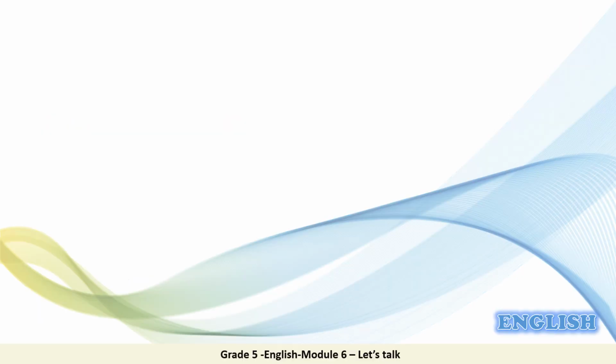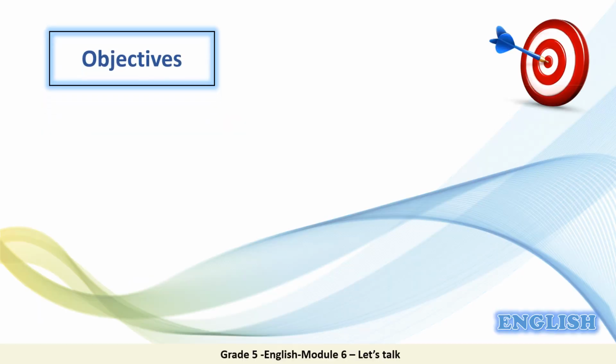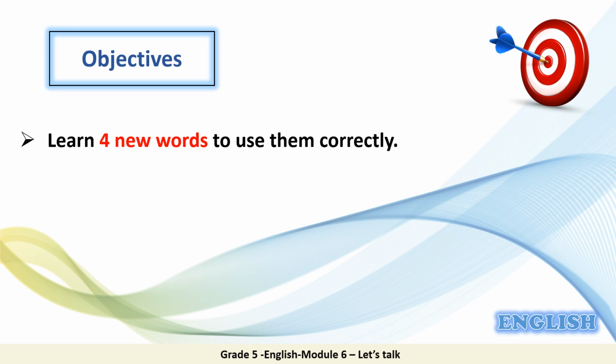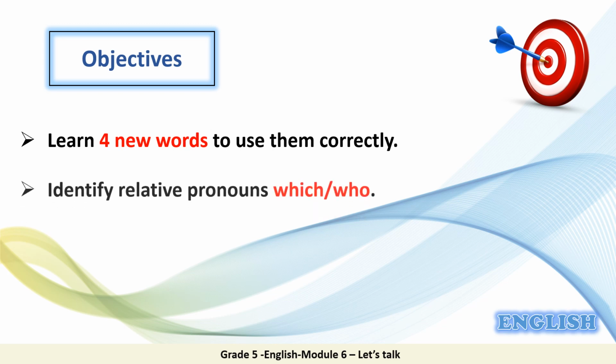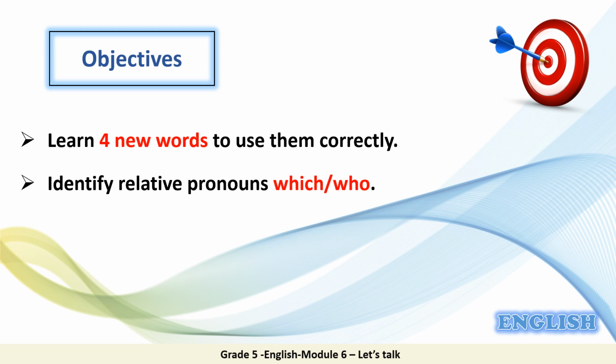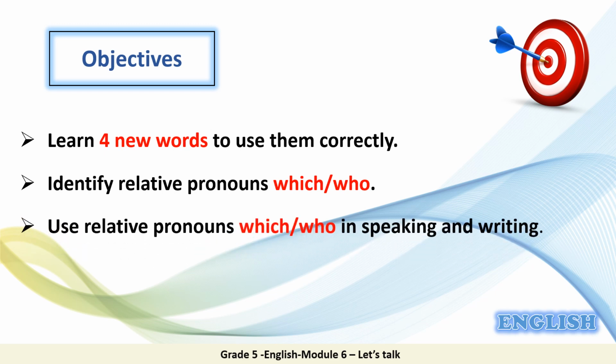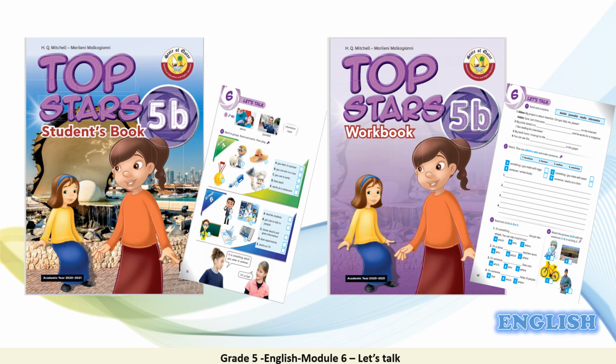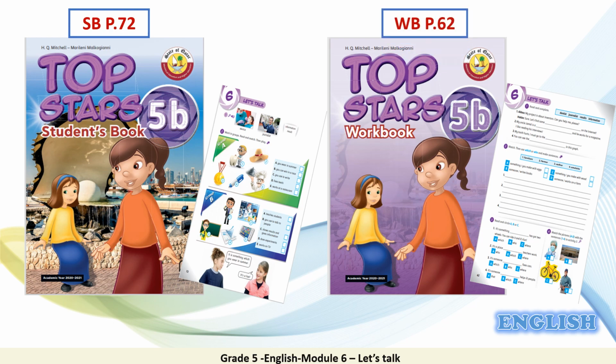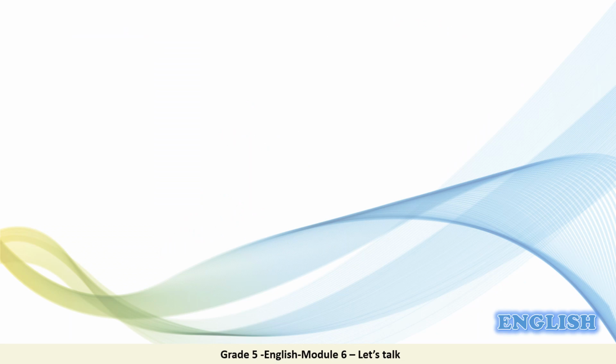Let's start with our objectives. By the end of this video, you will be able to learn 4 new words and use them correctly, identify relative pronouns which and who, and use relative pronouns which and who in speaking and writing. Now, open your student's book, page 72, and your workbook, page 62. Let's start with the first objective: learn 4 new words.